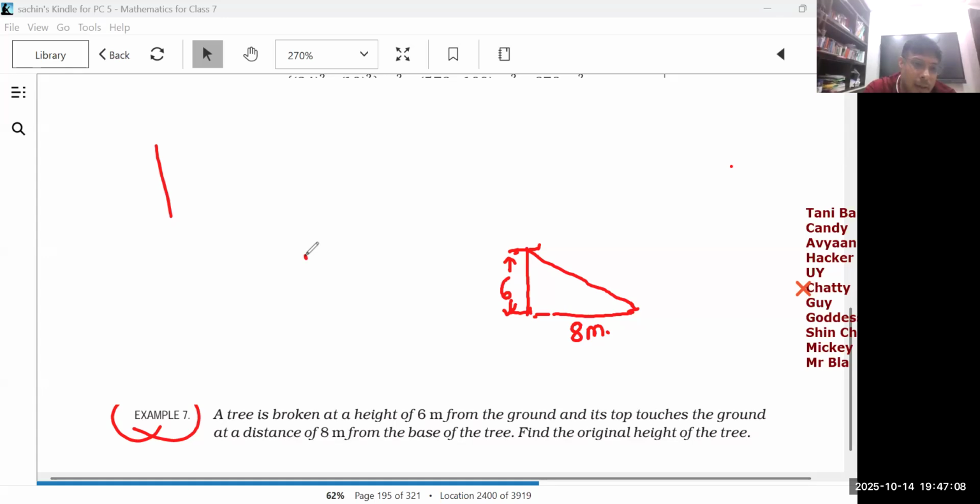This is the tree. Let me make it in brown color. Otherwise I will say that which tree is in red color like this. I don't want to hear such things.